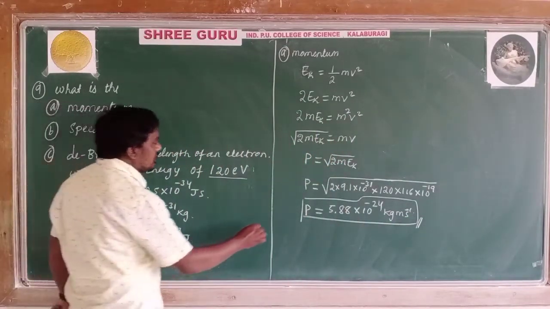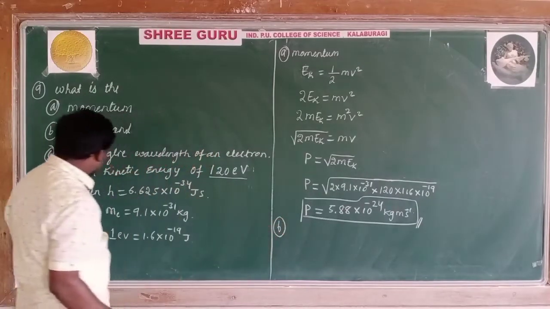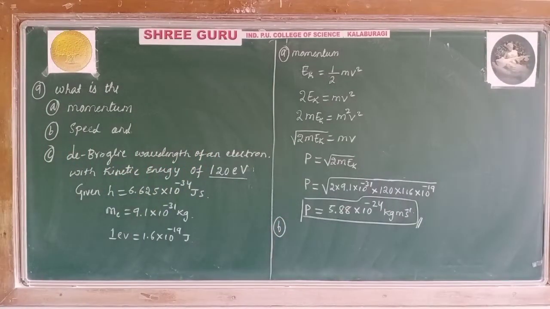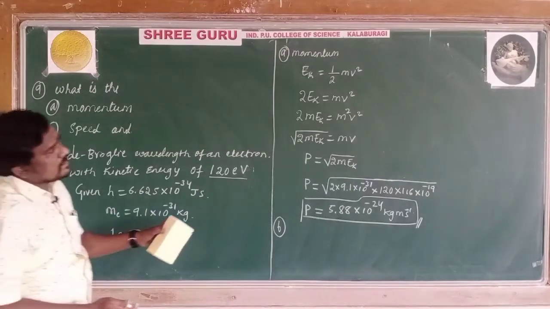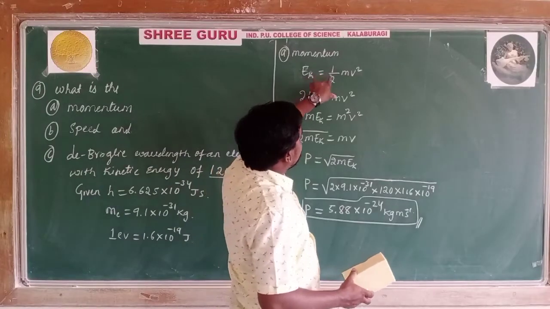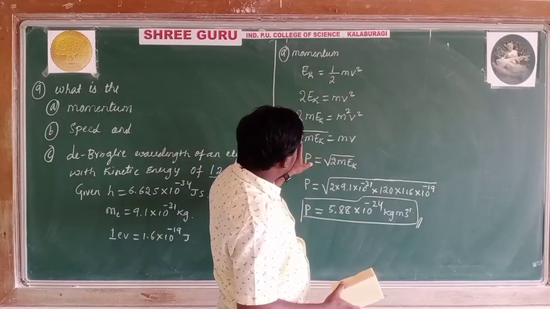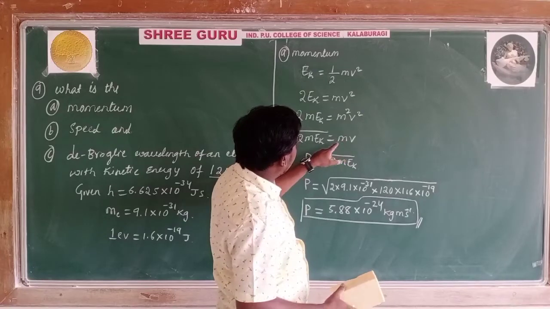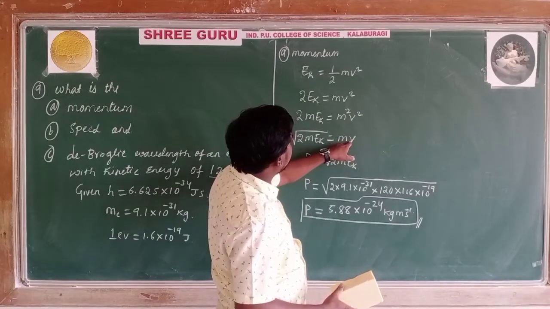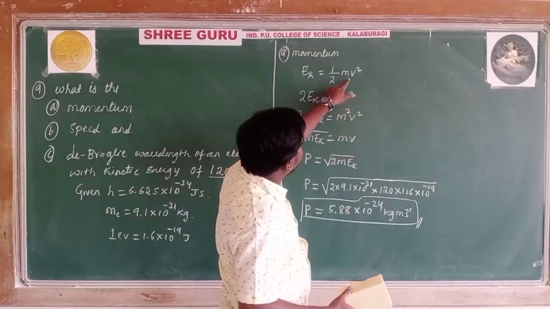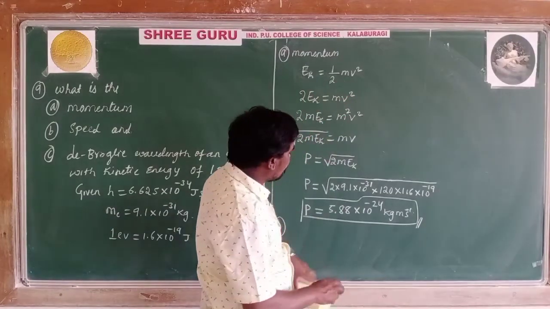Now come to the second one. What is the second? The speed. Speed means the ejection of electrons from that particular metallic surface, but how much is the velocity of that ejection of electrons? We can convert that velocity in terms of kinetic energy also. EK is equal to half mv square. Here mass into velocity is nothing but momentum.